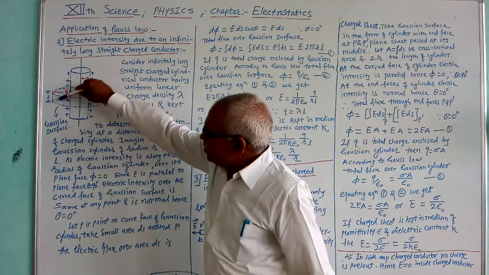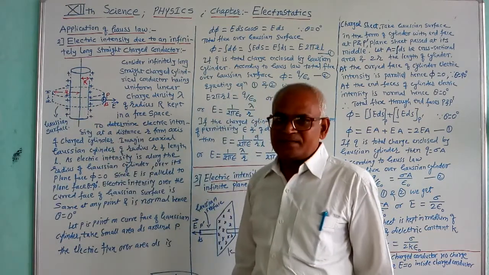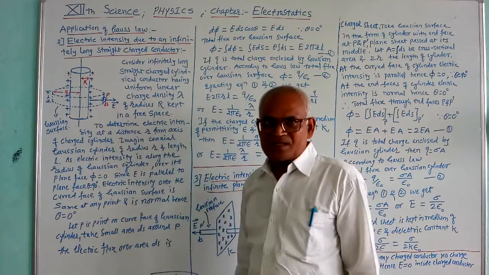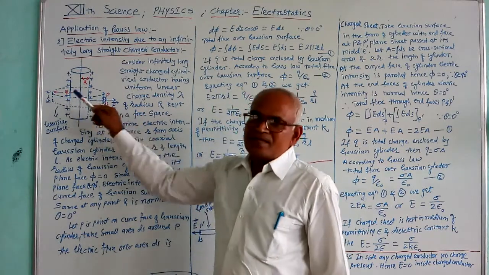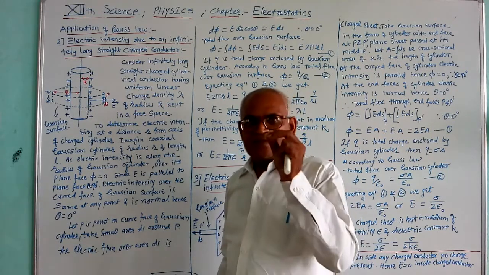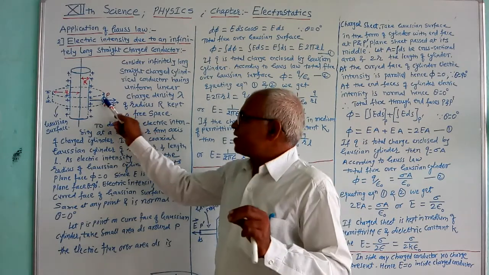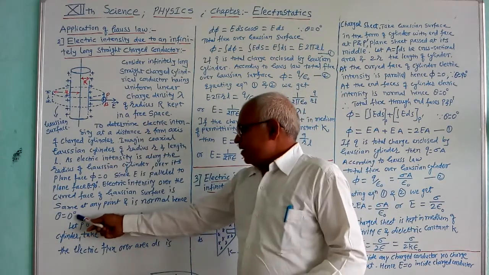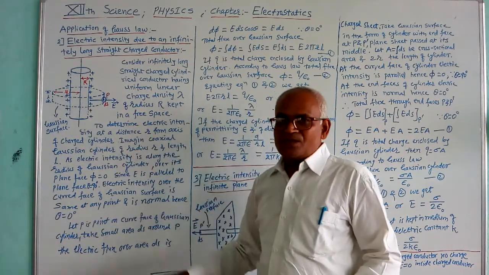Now, over the curved face of this Gaussian cylinder, the electric intensity is along the radius. Hence at any point over this curved face, the magnitude of electric intensity is the same, and its direction is normal at any point to the curved face of the Gaussian cylinder. Hence, at any point over this curved face, theta is equal to 0 degrees.